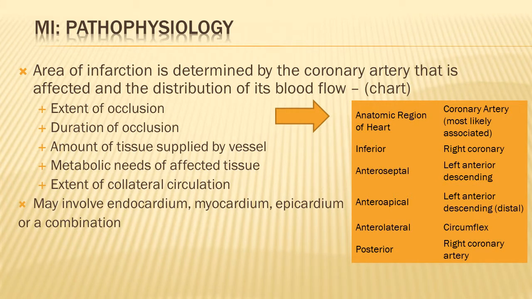It's really dependent upon which coronary artery is occluded or damaged and which part of the heart it supplies. It could be the extent of the occlusion, the duration, the amount of tissue supplied by the vessel, such as the LAD, which supplies a good piece of the anterior heart, and the metabolic needs of the affected tissue. And of course, if there's collateral circulation, that's better. It could involve the whole endocardium, myocardium, or epicardium, a combination of those, or all three.